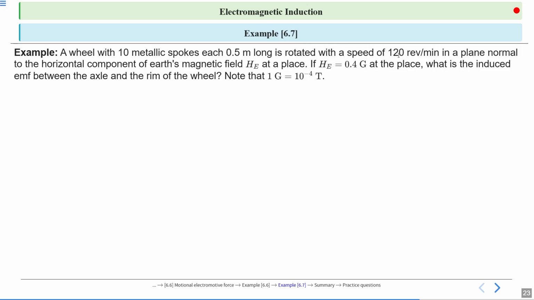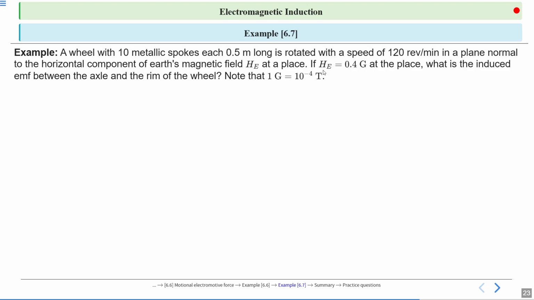Okay, and speed, it is written speed, but it can be written other things also, but you have to identify this quantity by the unit. So it is written revolution per minute, that is, it is frequency. In a normal plane to the horizontal component of Earth's magnetic field HE at a place.